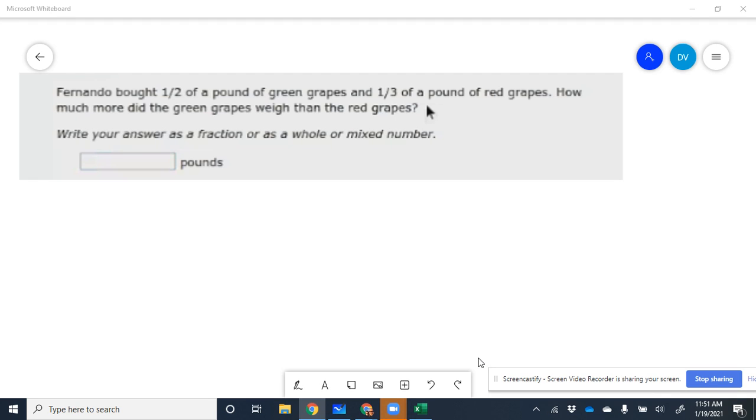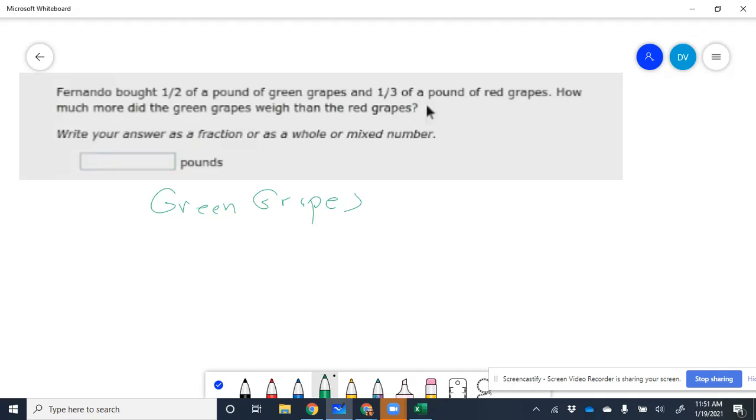Okay, it says that Fernando bought a half a pound of green grapes and a third of a pound of red grapes. How much more did the green grapes weigh than the red grapes? Well, try saying that fast. But let me go ahead and write the green grapes here first, and the red grapes over here, red.